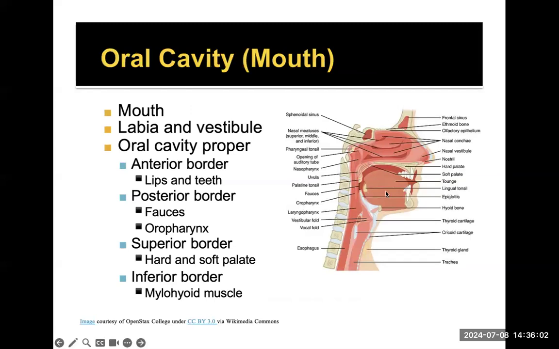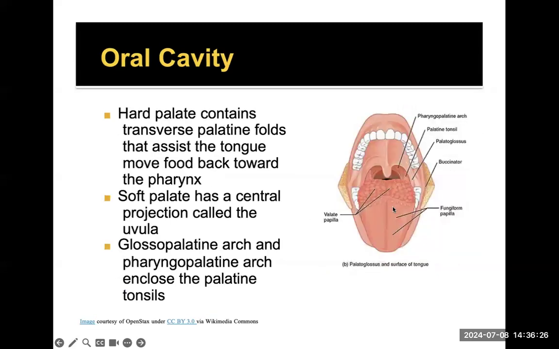So the mouth, right, is going to be made up of the labia and the vestibule. Then you have the anterior border, which is going to be the lips and the teeth, the posterior border, which are the fauces and the oropharynx, which just means the back of the mouth, and then the fauces is the opening into it. On the superior side, you have the hard and soft palate. And then on the inferior side, you have the mylohyoid muscle. That was that sheet of muscle that you learned about in lab.